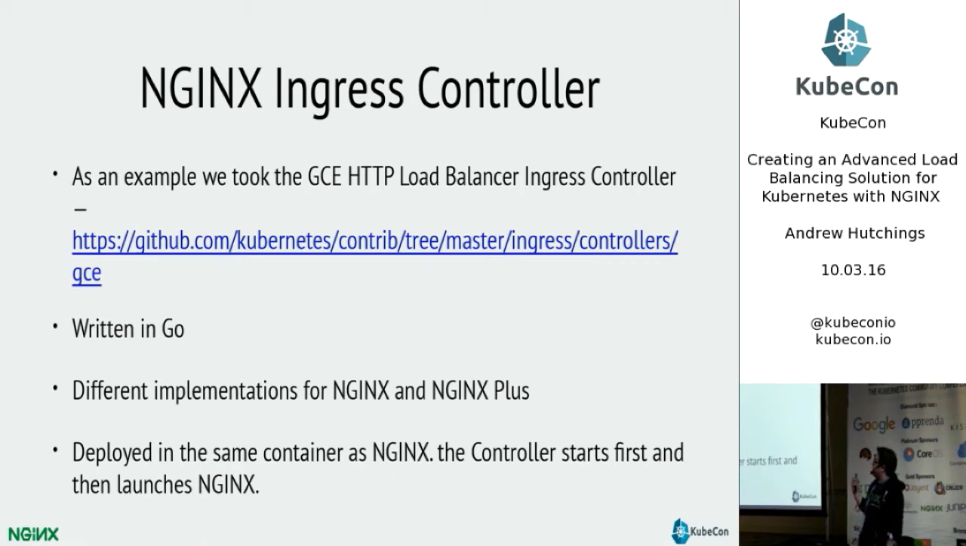We actually took the Google Cloud HTTP load balancer as an example of how to write one. It's been written in Go, obviously, to make it work well with Kubernetes. As I said, there are two implementations, one for Nginx OSS and one for Nginx Plus. And it's deployed in the same container as Nginx, so the container starts and then launches the Nginx daemon.